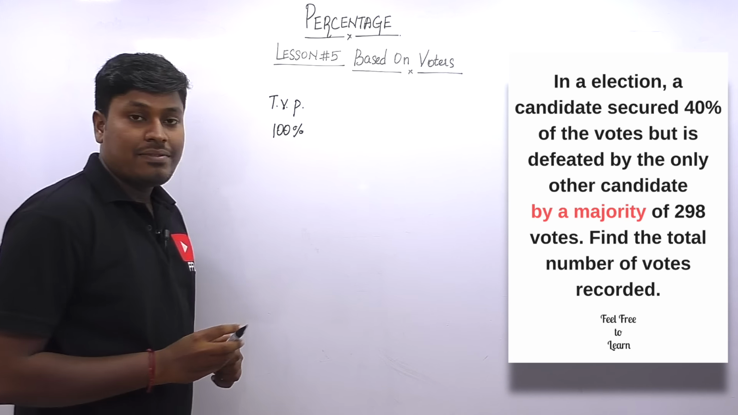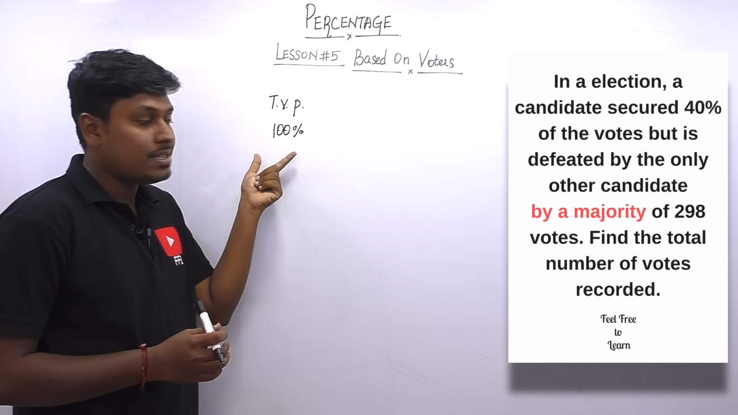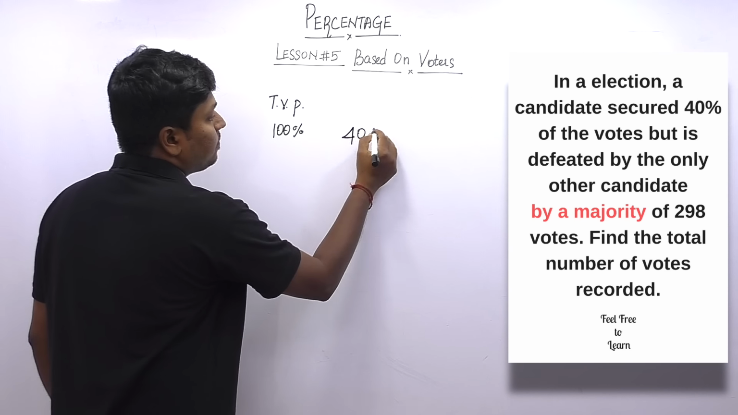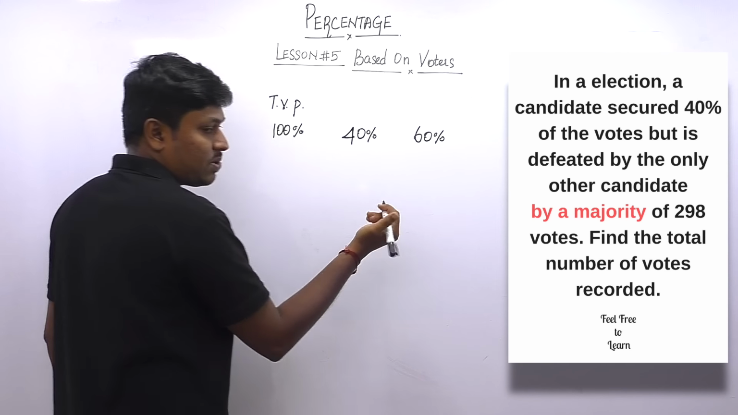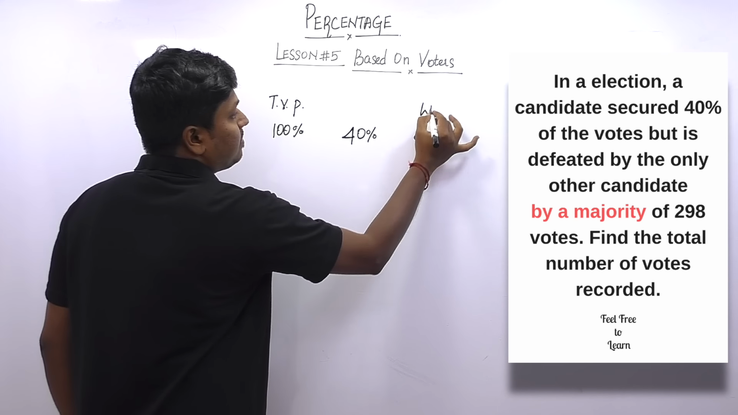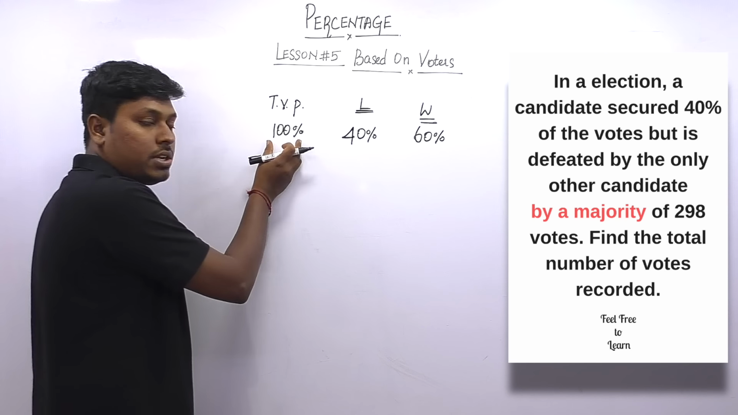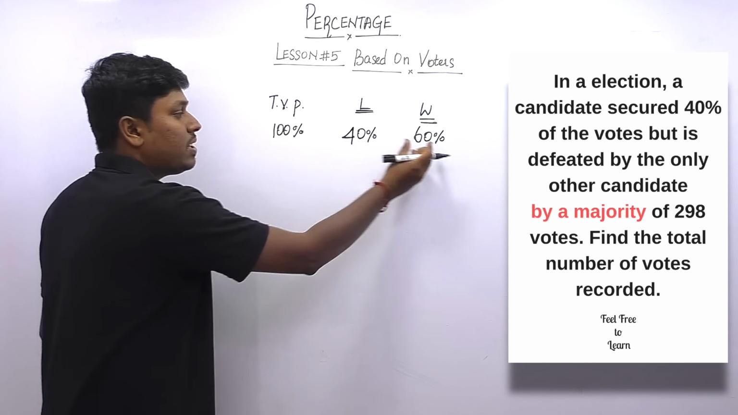So finally we have taken the total number of votes as 100%, and from this 100%, one candidate got 40%. If one candidate got 40%, then definitely the other candidate will get 60%. So we can say that this will be the winner percentage and this will be the loser percentage, because the total votes polled is 100, and 100 minus 40 will be 60.